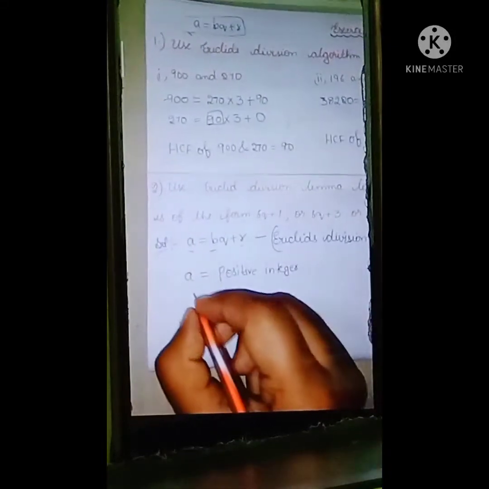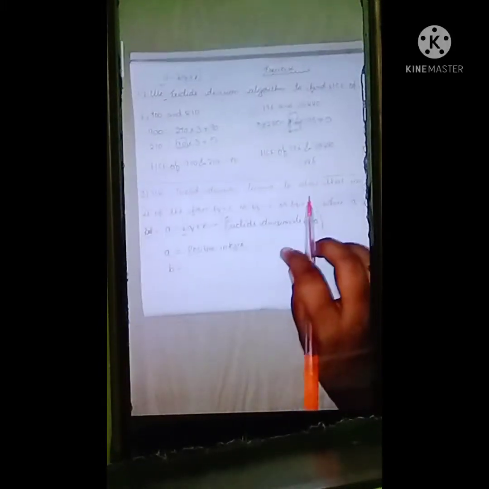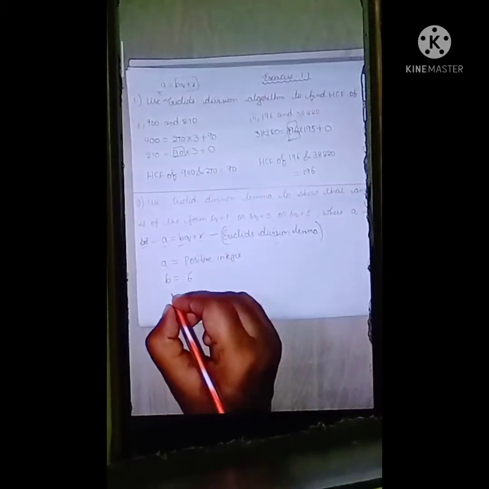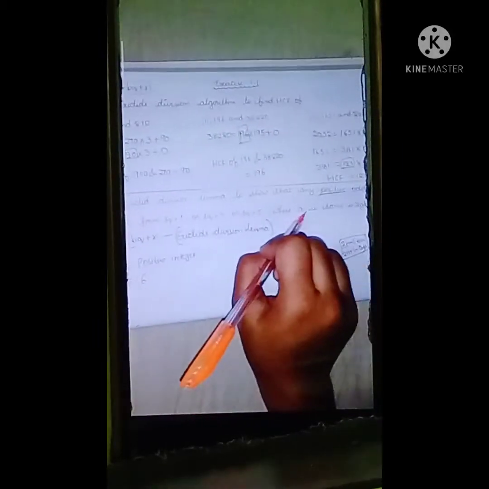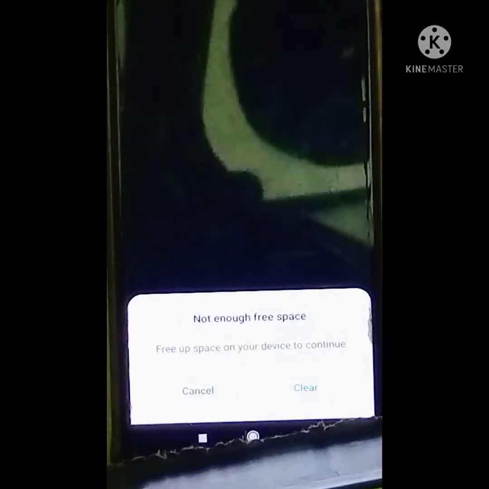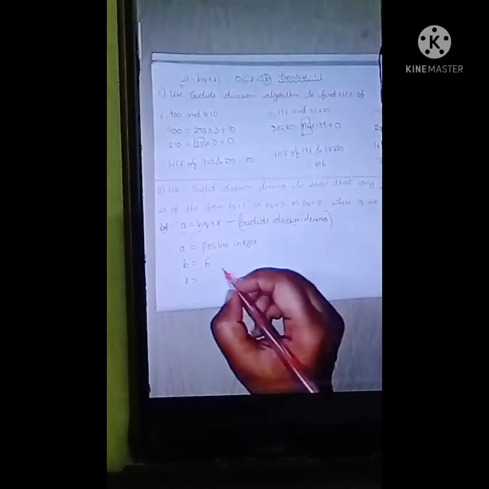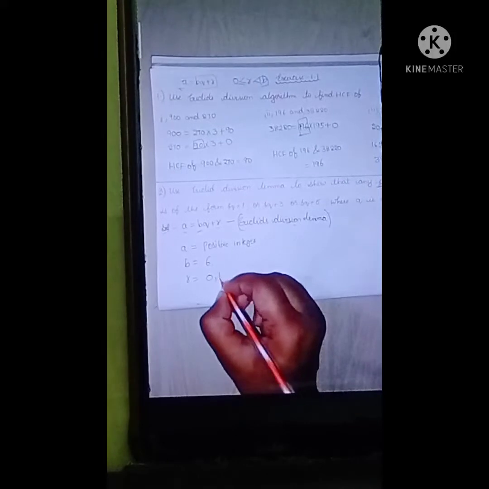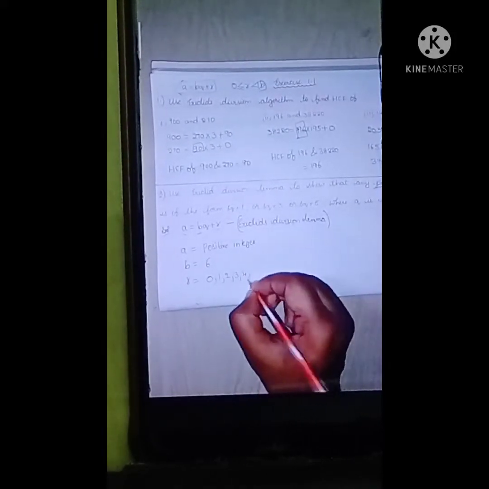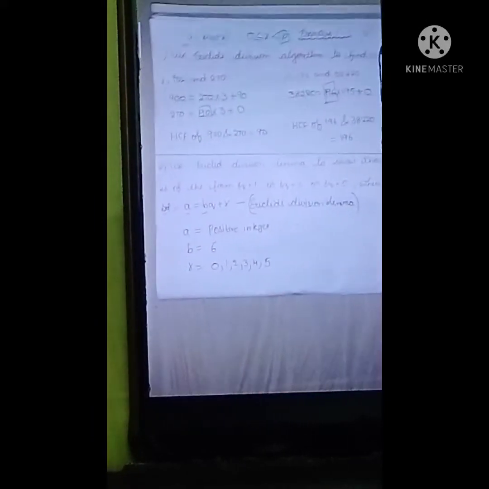Now let's go into the B. Here we know the value of B is 6 in all the cases. So B is equal to 6. Q is some integer, so leave the Q. And R is less than B. What is the B here? It is 6. So we should take R as 0, 1, 2, 3, 4, 5. We can't take R as 6 or greater than 6. So we got all the values.